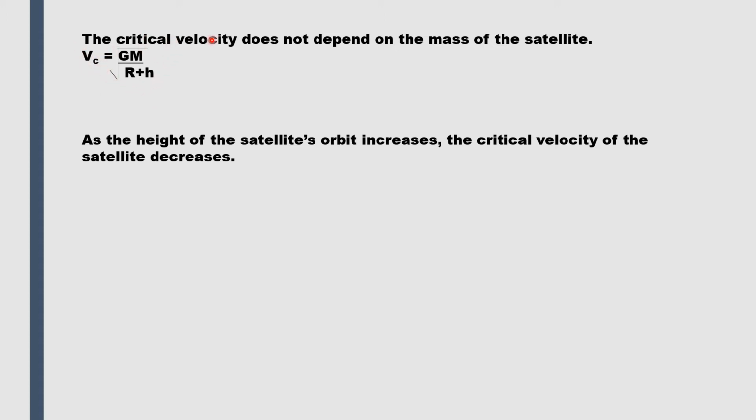So here you can see that the critical velocity does not depend upon the mass of the satellite, because in the previous case we have seen that small m gets cancelled from both the sides. So critical velocity does not depend upon the mass of the satellite. Also, as the height of the satellite's orbit increases, you will find that the value of critical velocity goes on decreasing.